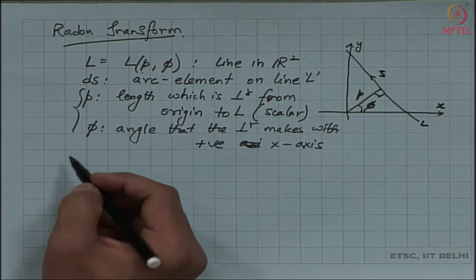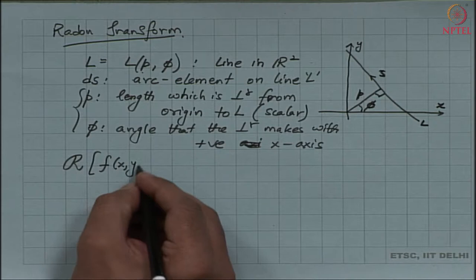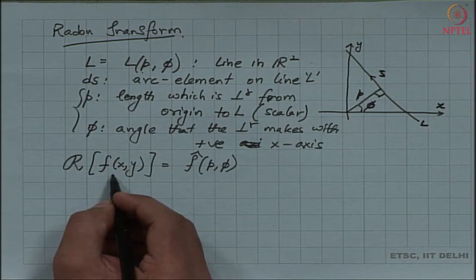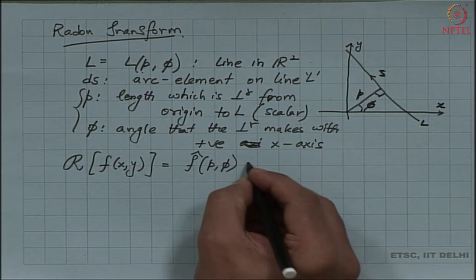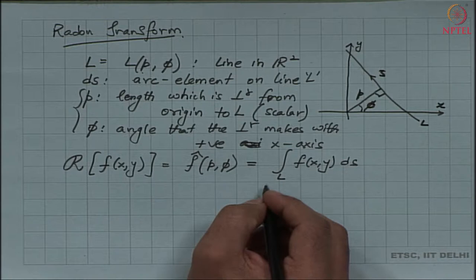So, let me call my Radon transform, I denote it with a curly R, my Radon transform of the function, remember this is now for a 2D function. I denote it also as f hat of p comma phi. So, in the transformed plane, any function is now going to be projected on this line, which is described by these 2 quantities P and phi. So, my Radon transform is the following integral, it is the projection of the function f of x comma y on the line, okay.